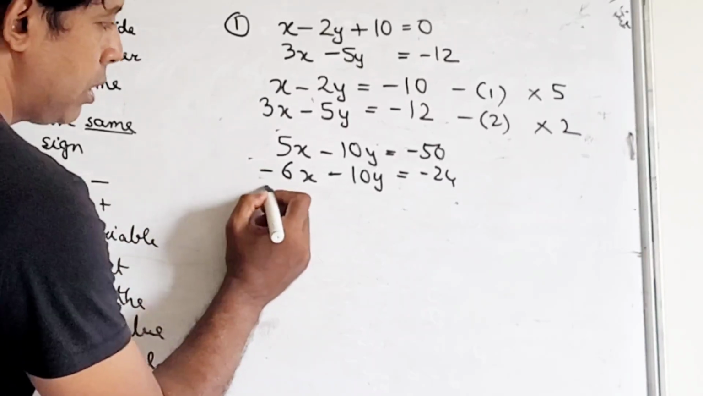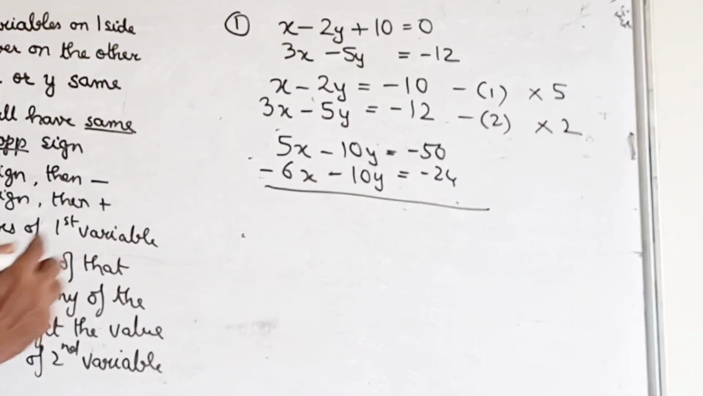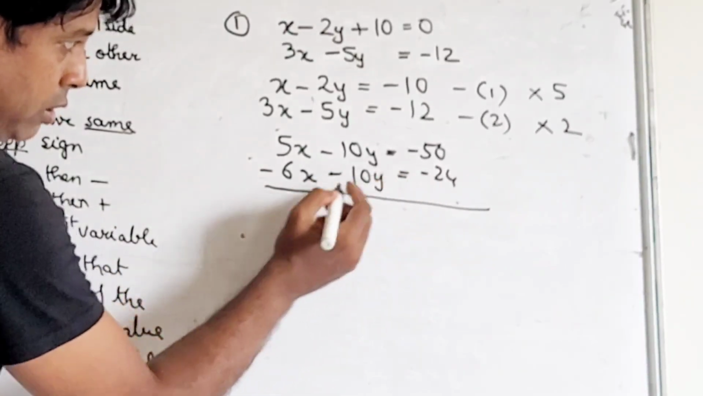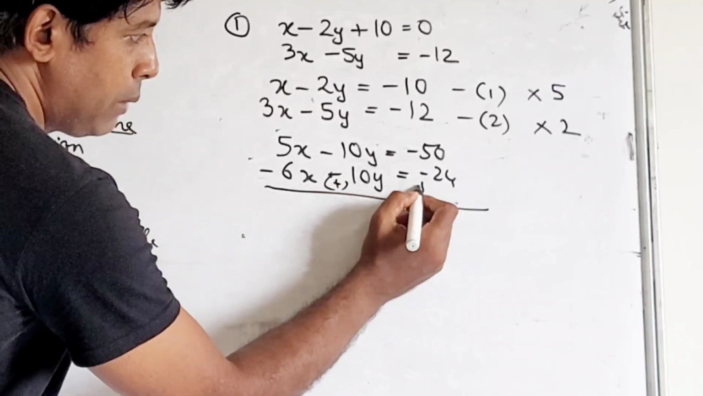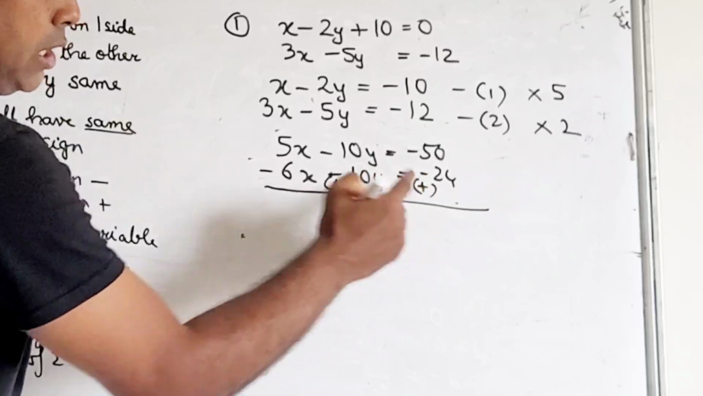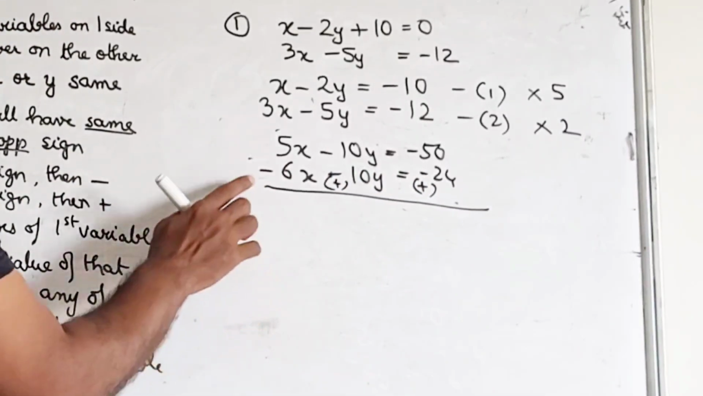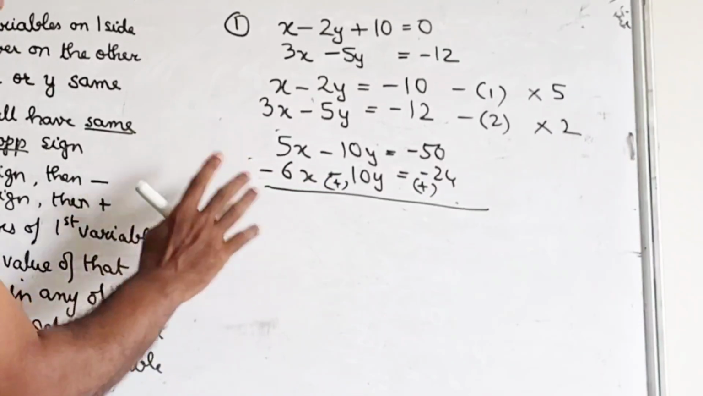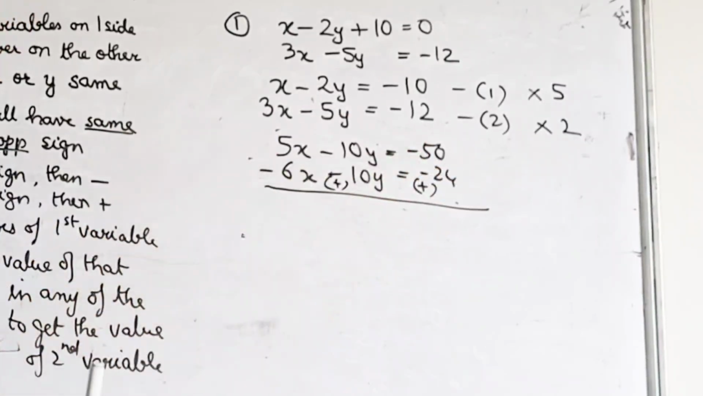Now we need to subtract this. Keep a little bit of gap, and whenever there is a minus sign, all the signs of the lower equation will change. This is minus, so this will become plus. This is also minus, so this will become plus. In case any one of them was a plus, it would have become minus. You have to change the sign. In case there was opposite sign and you were adding the equations, there was no need to change the sign. You just have to solve it directly.